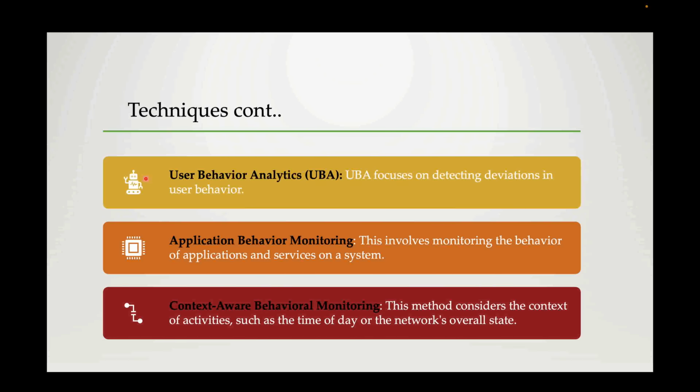The fourth one here, we have user behavior analytics, UBA. This focuses on detecting deviations in user behavior. The first step, like I mentioned before, is to establish a baseline of normal user activity. This tool can then identify any actions that deviate greatly from the baseline, such as unusual login times or location, or even accessing files outside the user's normal work hours.